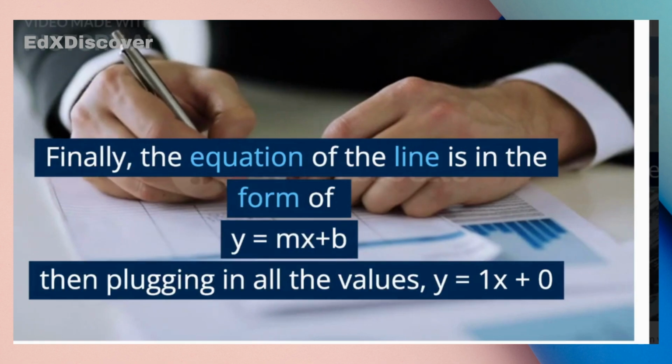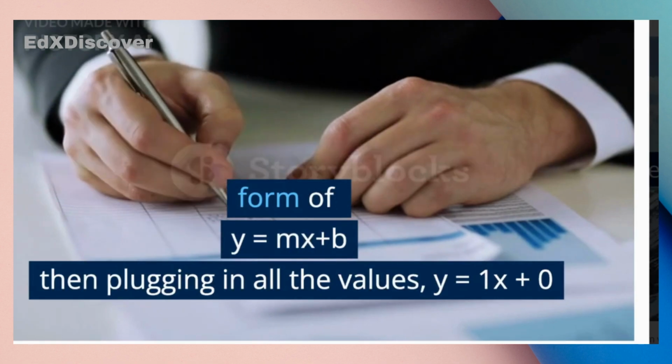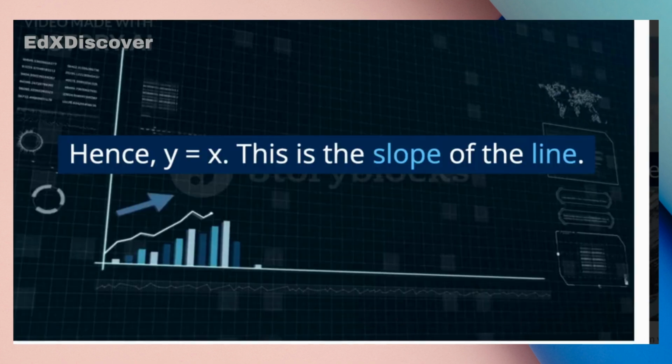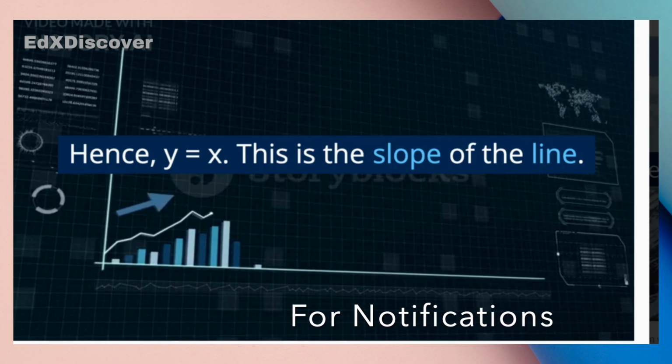The equation of the line is in the form of y equals mx plus b. Then plugging in all the values, y equals 1 times x plus 0. Hence, y equals x. This is the equation of the line.